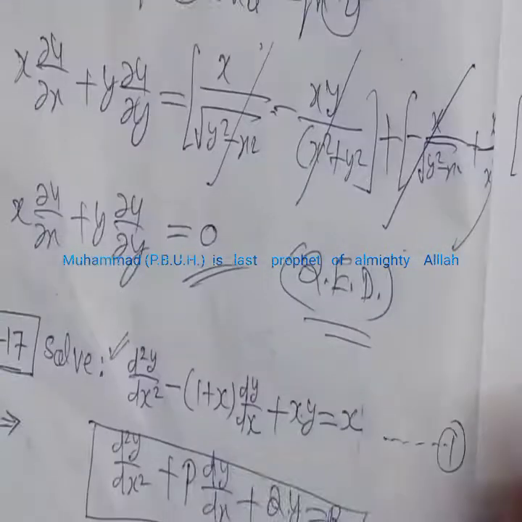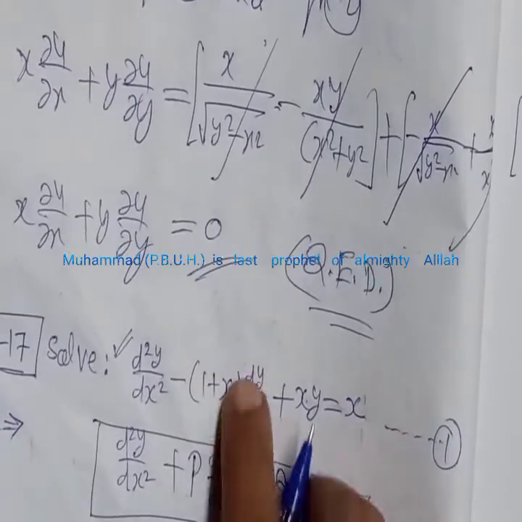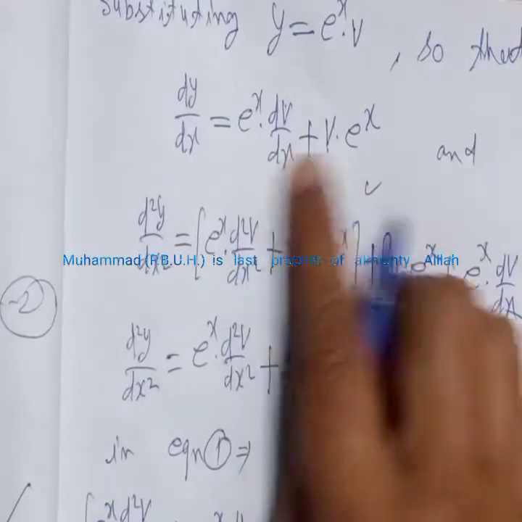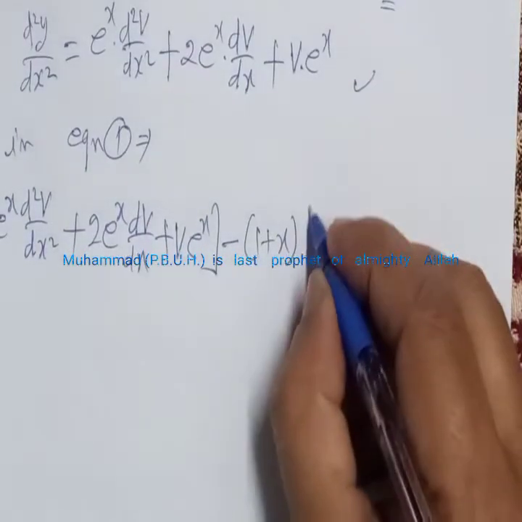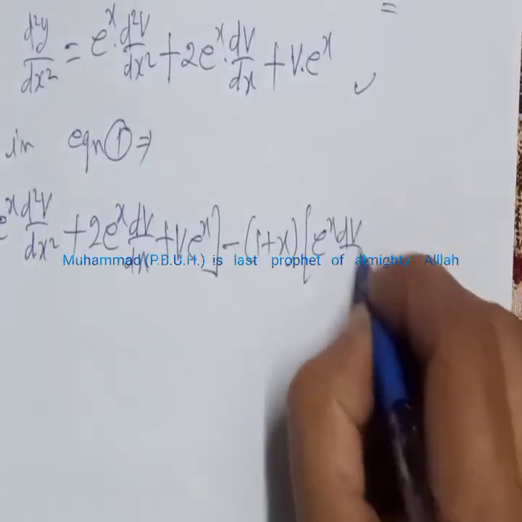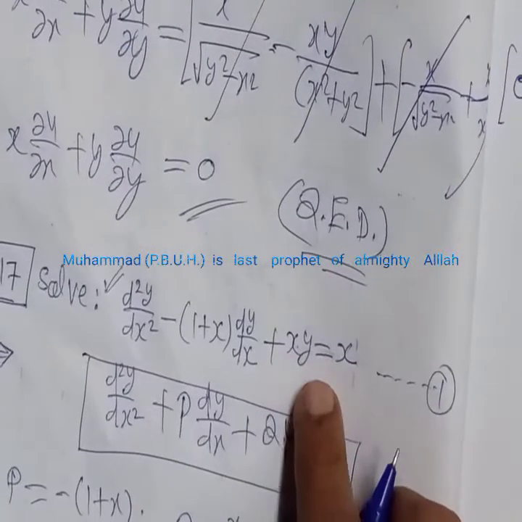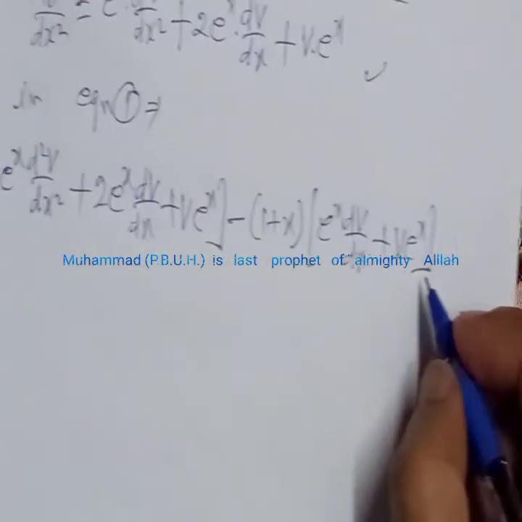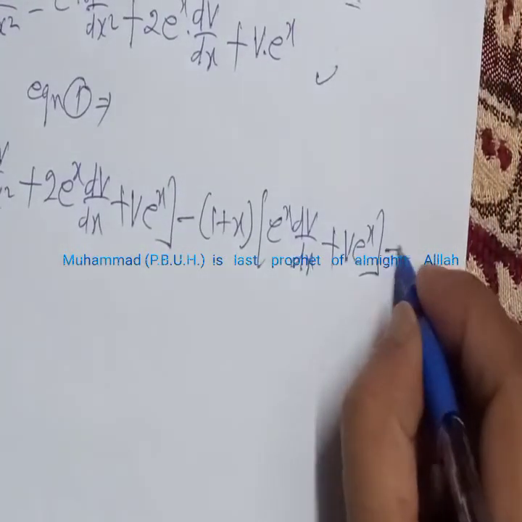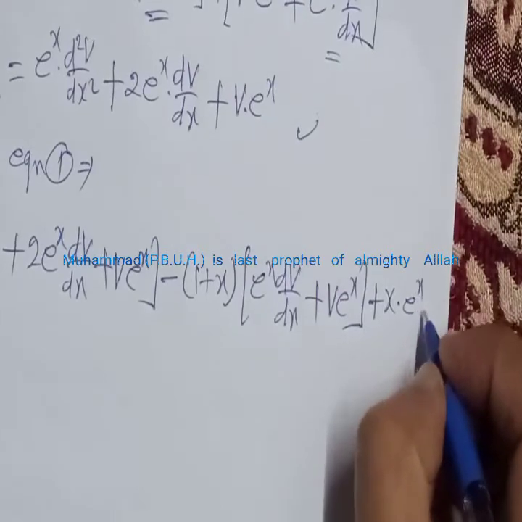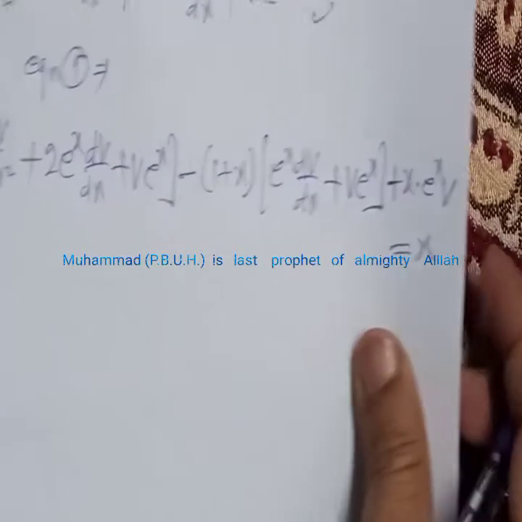I write from equation number 1, and now I will put the value of dy over dx, which is written here. So I write it here: e to the power x dv over dx plus v e to the power x. Now the next term is xy, so we will write plus x and the value of y, which is substituted as e to the power x into v, and the right hand side equal to x.